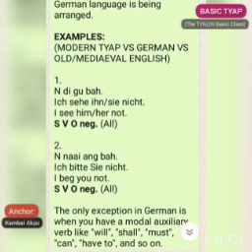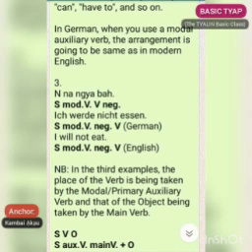The only exception in German is when you have a modal auxiliary verb like will, shall, must, can, have to, and so on. In German, when you use a modal auxiliary verb, the arrangement is going to be the same way as in modern English. Using the third example, Nangiaba. Ich werde nicht essen. I will not eat.